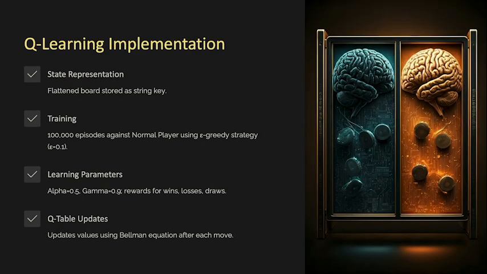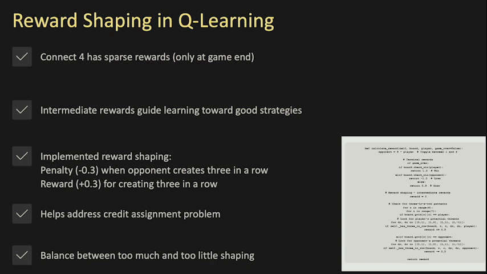Moving to the next, Q-learning implementation. In our code, the Q-learning agent represents each board state as a string and stores Q values in a dictionary. It uses an epsilon-greedy strategy. Most of the time it picks the best known move, but sometimes it explores new moves. The learning rate and discount factor control how quickly it learns and how much it values future rewards. We trained the agent for more than 1,000 games against the normal player, which took about 15 to 20 minutes.